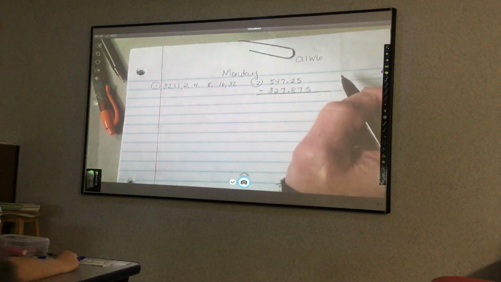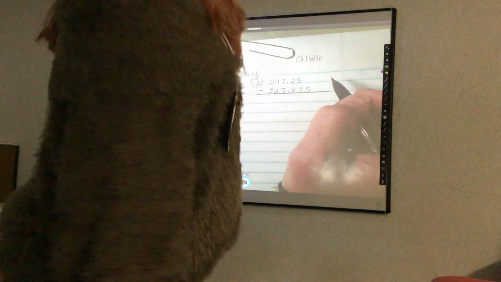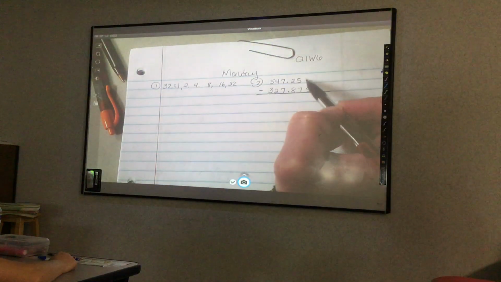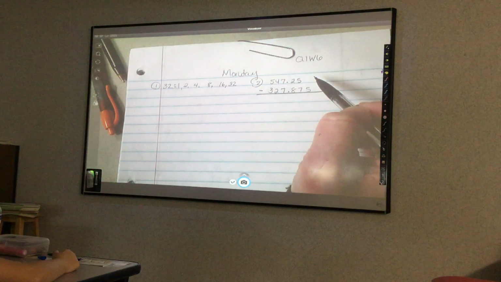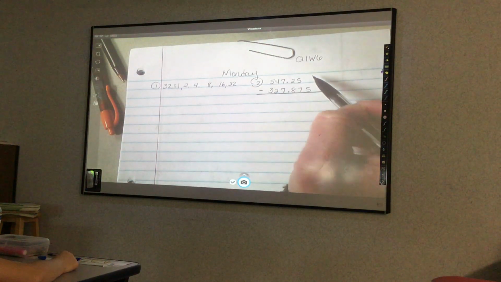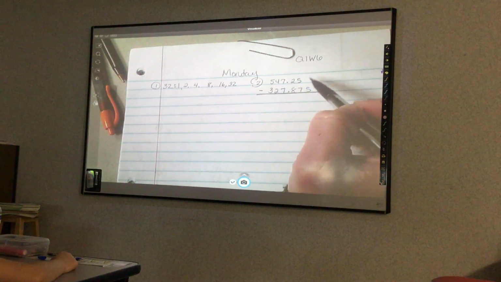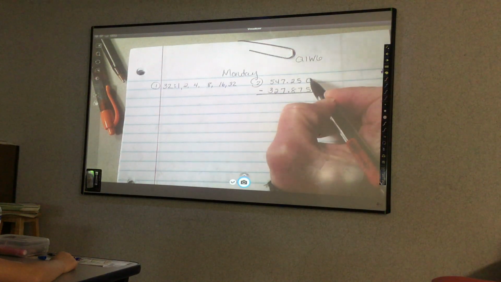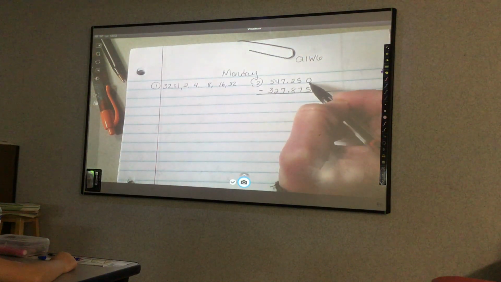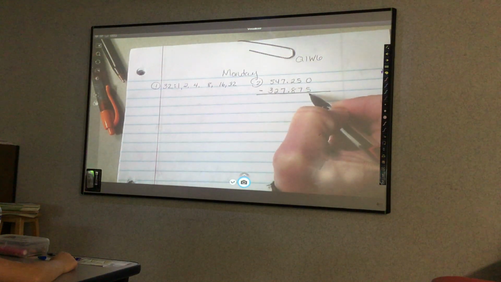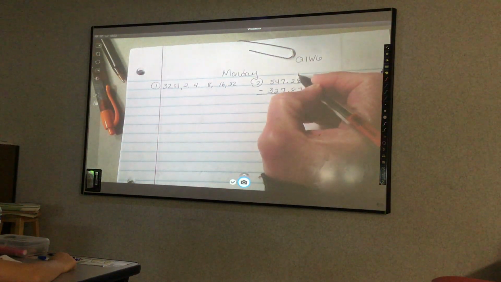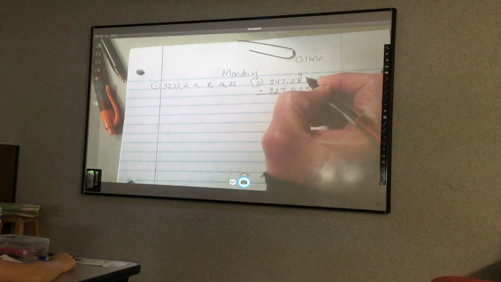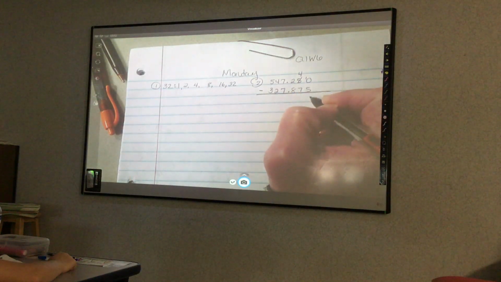This kind of tricked some of you because there's nothing here. To not change the value of it, what can I just add here? 0. Just put in a 0. Now I can take something away, but 0 minus 5, I can't do that, so we just follow regular subtraction rules. Borrow. The 5 becomes a 4, the 0 now becomes a 10. 10 minus 5 is 5.